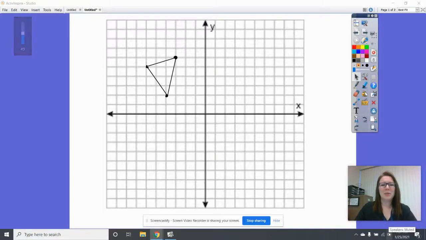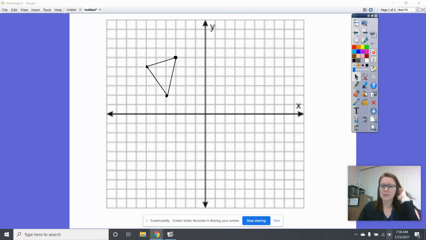Hi, today we're going to be talking about combinations of transformations. That means when we have two shapes and multiple things happen to them: translate, rotate, reflect, or dilate. So often we just have one of those different transformations, but today we're going to be looking at what happens when we have multiple things.